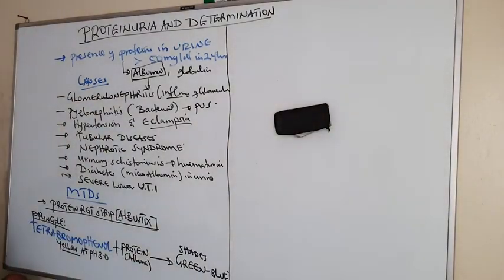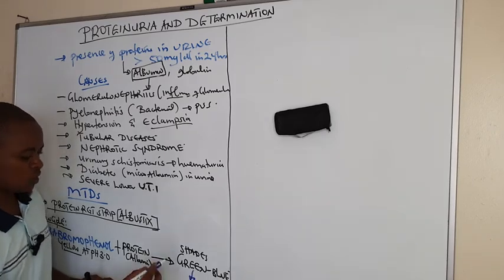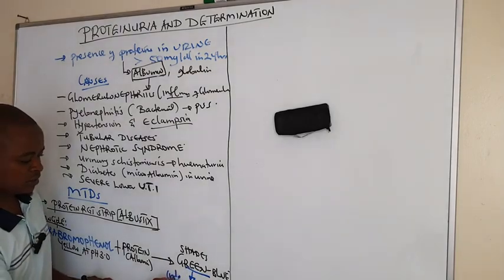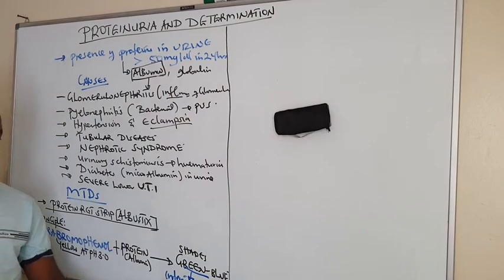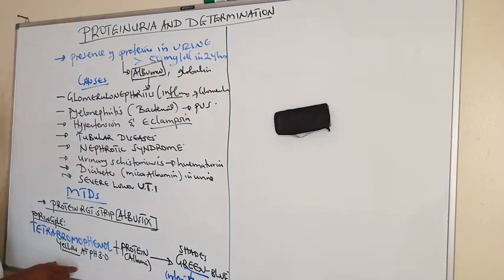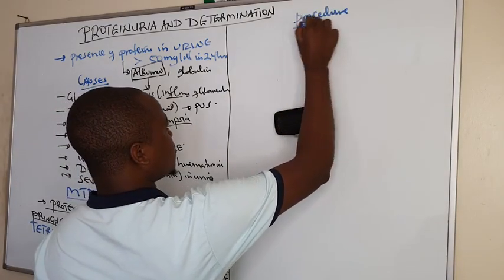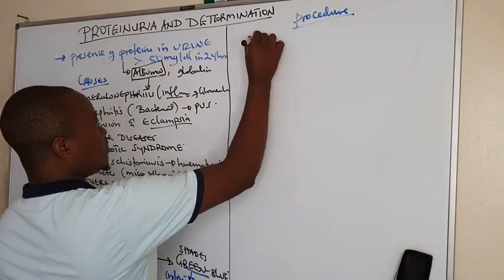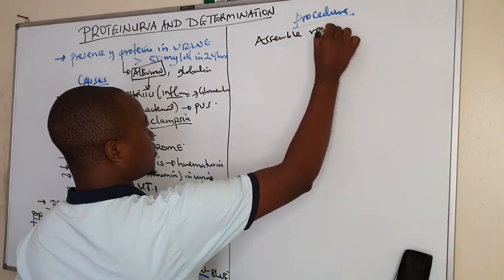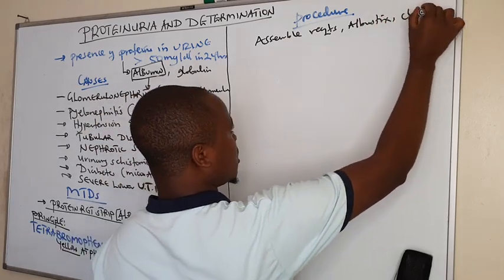After this, we are going to look at the procedure. The shade of green to blue color formed depends on the intensity, and the intensity is directly proportional to the amount of proteins in the sample. So the more the proteins, the more green color is formed when we are using albustix. For the procedure, we assemble the requirements which we are going to use, like the albustix or the reagent strip, then clear fresh urine.